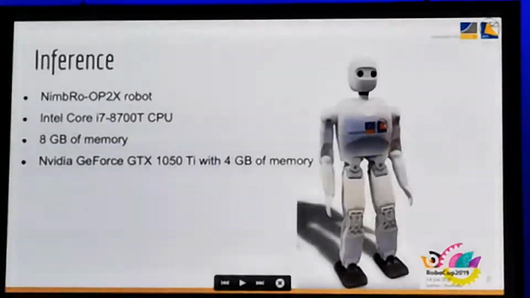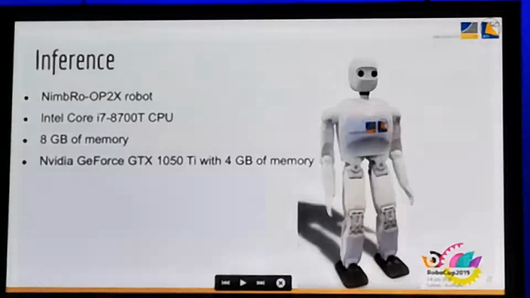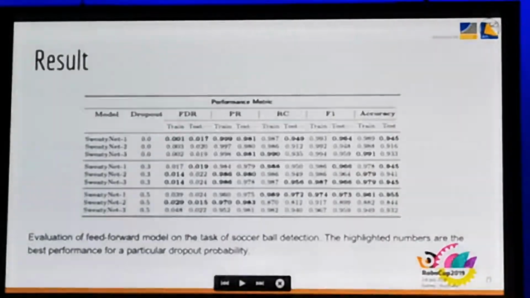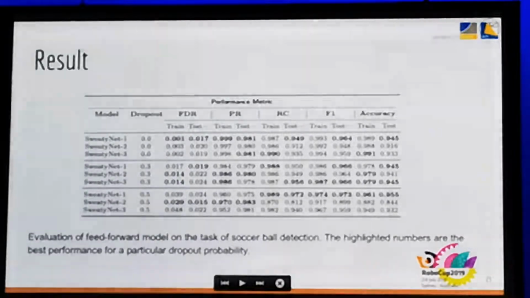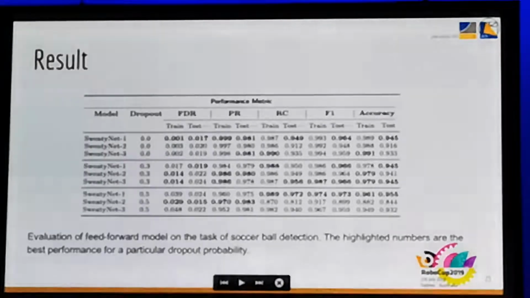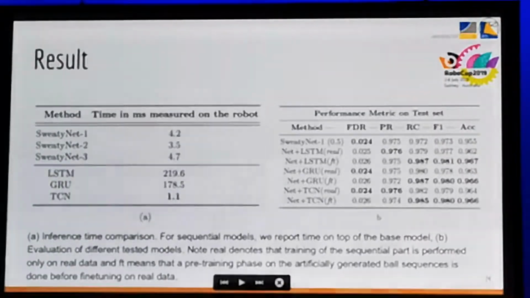For inference, we used our Mimbro OP2X robot. It has an Intel Core i7, 8 GB of memory, and a 4 GB GTX 1050 Ti NVIDIA GeForce GPU. This is the result of comparing different models of SweatyNet, and we concluded that SweatyNet with a probability of 0.5 for dropout would be best suited for our data set, so we used that as the feed-forward model.